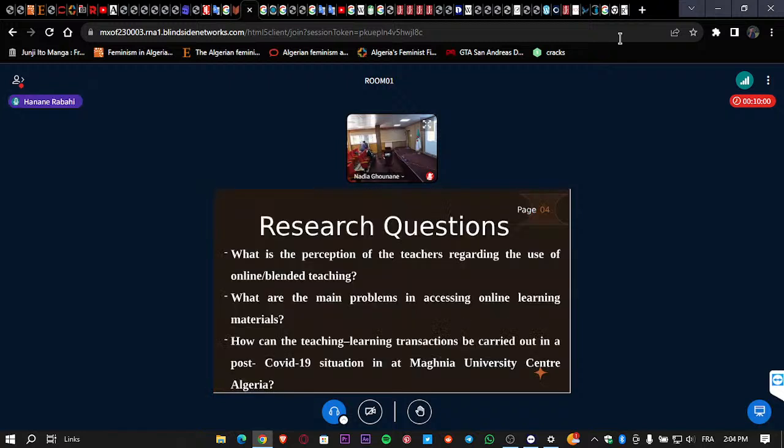To achieve these aims, the following research questions are set as follows. The first one, what is the perception of the teachers regarding the use of online blended teaching? Secondly, what are the main problems in accessing online learning materials? And lastly, how can the teaching learning transactions be carried out in a post-COVID-19 situation at Mernia University Center, Algeria?